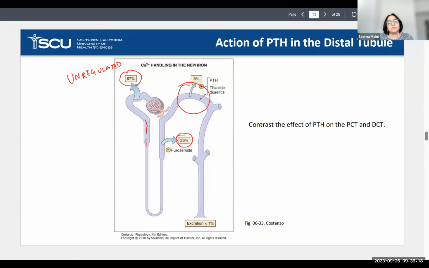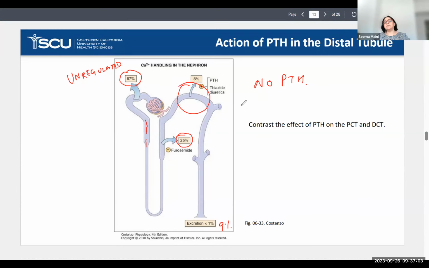When the filtrate reaches the distal convoluted tubule, parathyroid hormone binds with its receptor and increases reabsorption of calcium ions. 8% of the calcium is reabsorbed under the influence of parathyroid hormone. If there was no PTH, then instead of losing 1% calcium, we are going to lose 9%. You will see when we talk about the renal system that you'll learn about regulated and unregulated absorption. So this is unregulated. Most of the substances are reabsorbed in the proximal convoluted tubule.